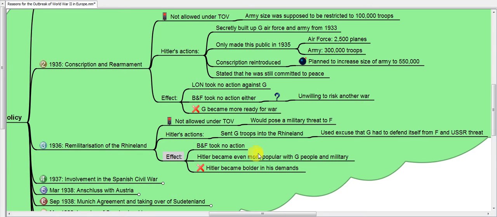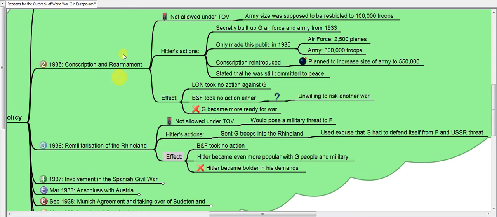As a result of this, Hitler became even more popular with the German people and the military, and this is bad, at least in terms of leading up to war, because it made Hitler even bolder in his demands. Hitler was actually taking a gamble here, right? He knew that by doing this, he ran the risk of having Britain, France, or some of the other Western powers try to stop him and even use military force. So he took a gamble because he never knew if they may actually use force to stop him. But in the end, his gamble paid off because they took no action. And since he managed to get away with this, he took even bigger gambles later on, which we'll learn about over there. Okay? The next step.